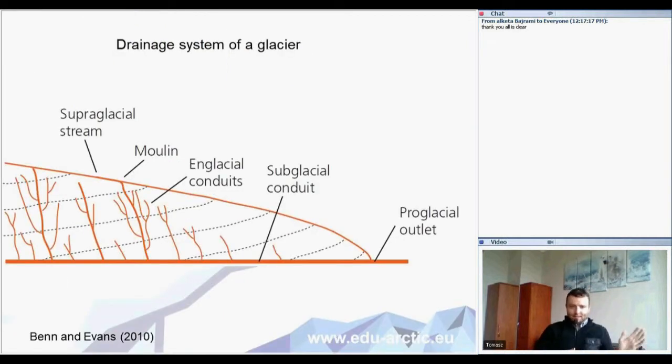So in drainage systems of glaciers, we have different streams, there's supraglacial, englacial, and subglacial, and there are moulins. At the end, at the terminus of the glacier, there is a proglacial outlet. So this is where the proglacial river starts to flow. From the glacier, the water goes out, and in the front flows out as a proglacial stream.